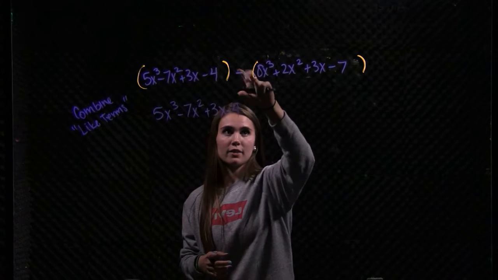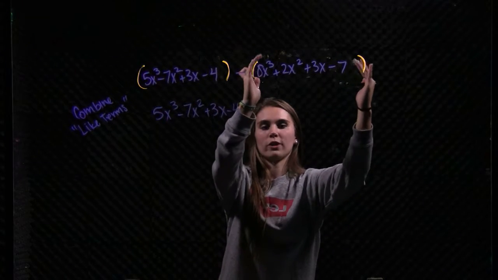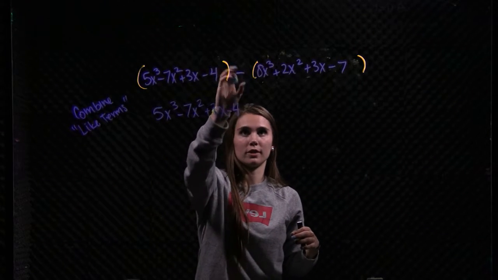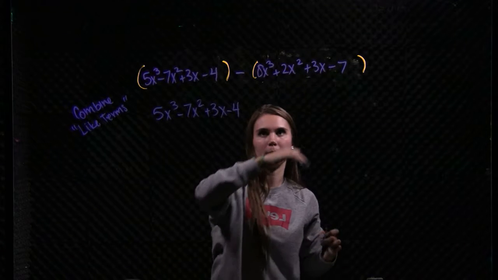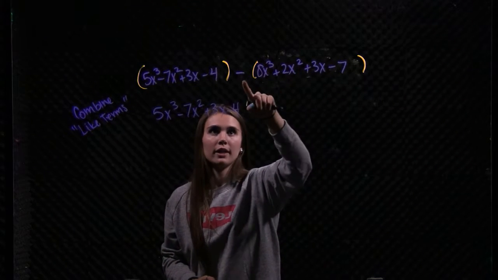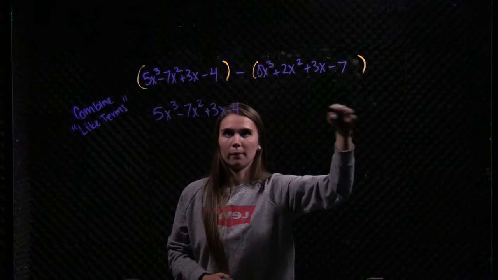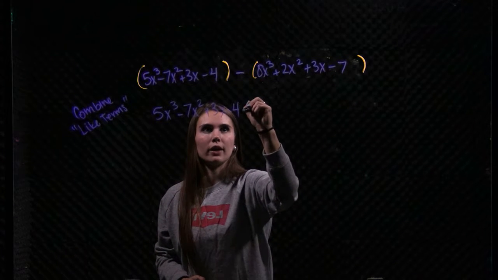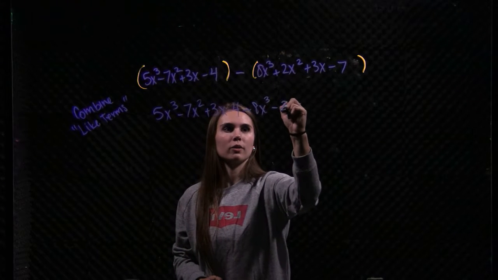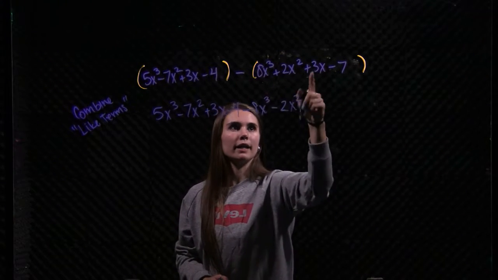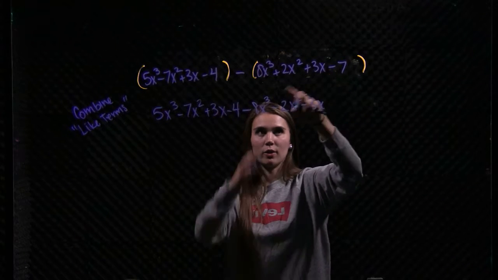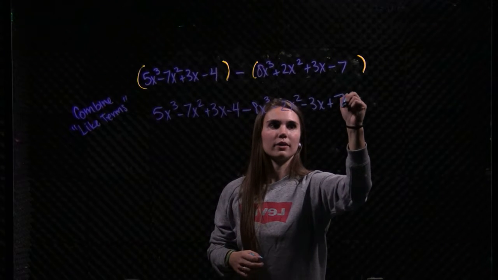Then I'm subtracting this whole function here. This is going to be one unit that I'm subtracting. So I want to distribute this minus to each term. Because I'm subtracting an 8x cubed, I'm subtracting a 2x squared, and I'm subtracting a 3x, and so on. So I'm going to say minus 8x cubed, sorry, minus 2x squared, minus 3x, and I have a minus, so that turns into a plus 7.